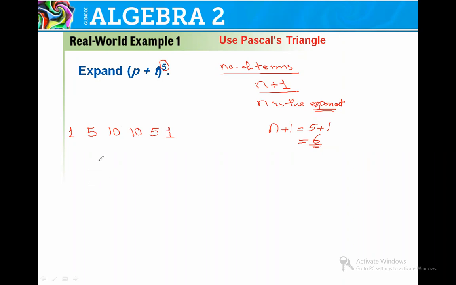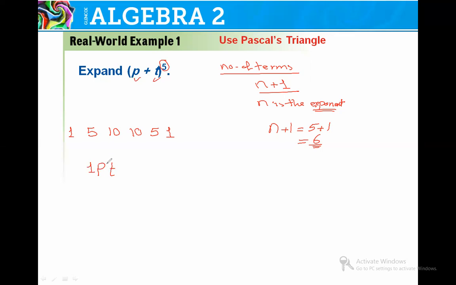This represents the coefficients of the terms. So now I get the coefficients of the terms. But what about the variables? Pay attention with me. The coefficient of the first term is 1, so I just write 1. What about the 2 variables here, b and t? I just write b and write t.